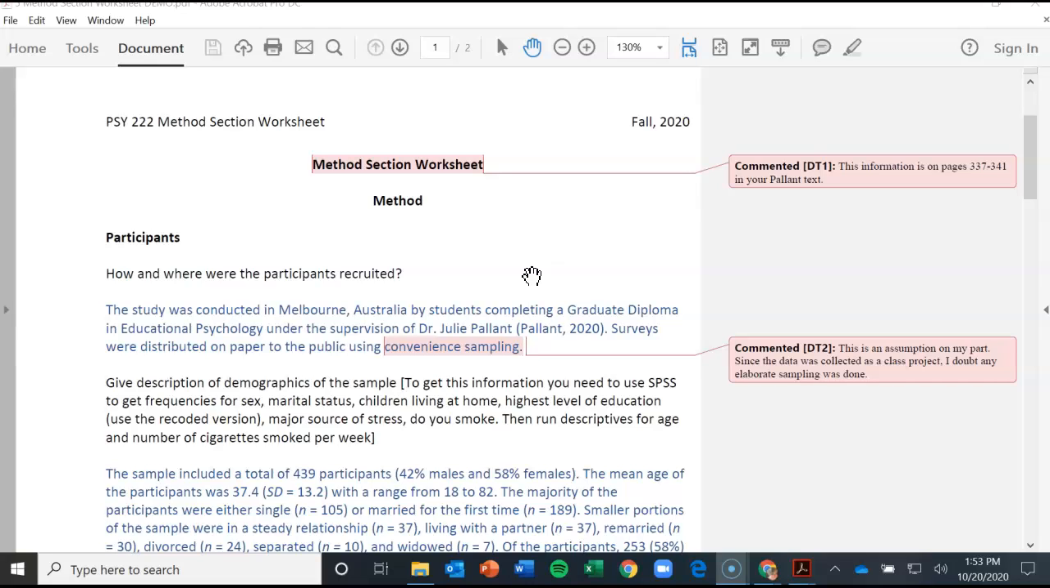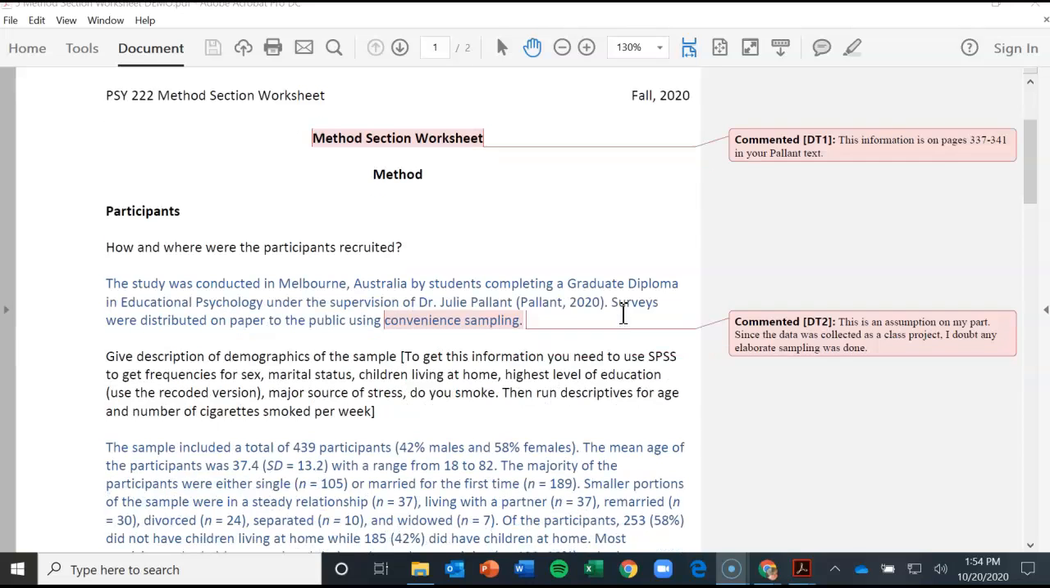Pallant also includes for you how the different questionnaires, the different scales, are responded to by participants, and then the scoring information, like which items are recoded and which items are not, and then how scale scores are calculated, what's the lowest possible score you could get, the highest possible score, and so on. So on pages 337 through 341 is where all that information is for your work on the methods section.